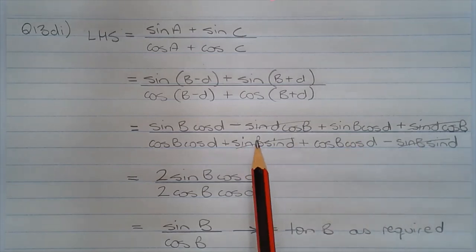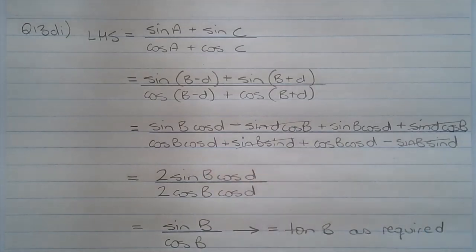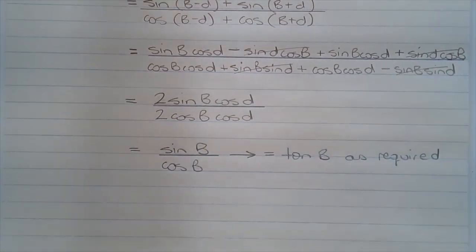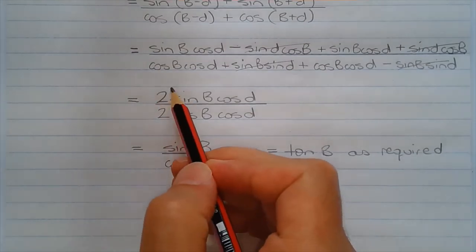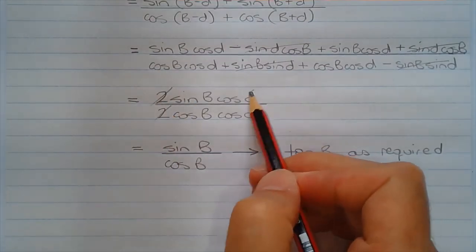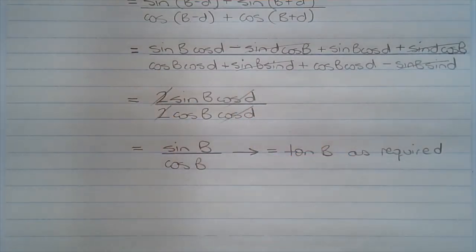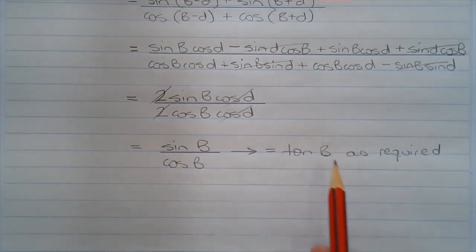Now in the numerator, the sin d cos b terms will cancel, and in the denominator, the sin b sin d terms will cancel. So that equals 2 sin b cos d over 2 cos b cos d. And this 2 and this 2 will cancel, and this cos d and cos d will cancel there. And that equals sin b over cos b, which equals tan b as required.